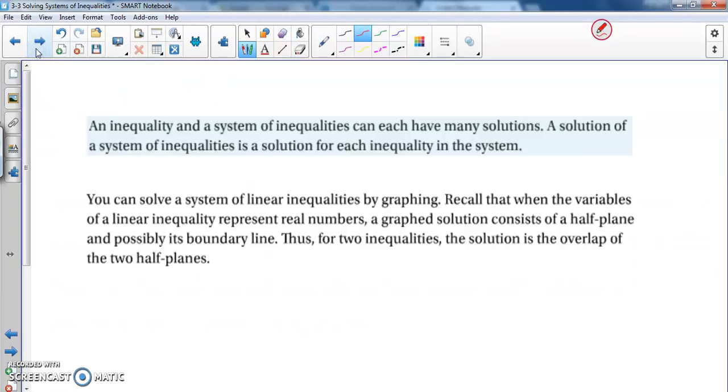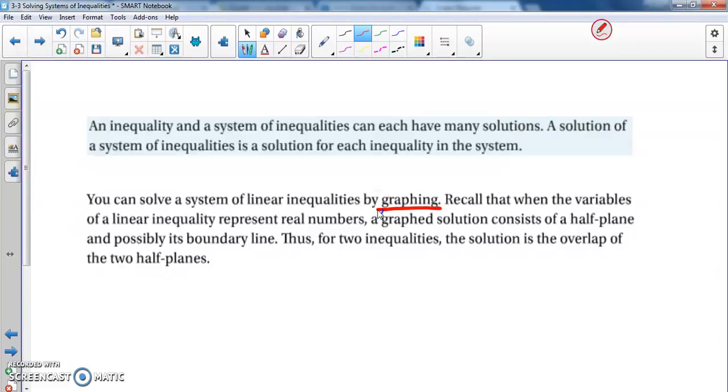So, an inequality and a system of inequalities can each have many solutions. A solution of a system of inequalities is a solution for each inequality in the system. You can solve a system of linear inequalities by graphing. So this is the method that we are going to use.